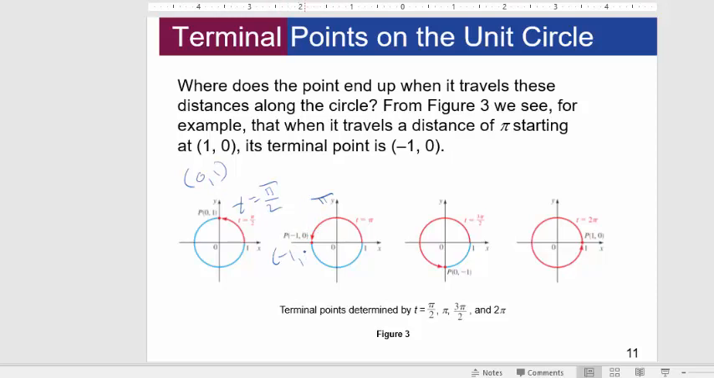Pi corresponds to negative 1, 0. Here you've gone 3/4 around the circle, which is going to be 3 pi over 2. So when t is 3 pi over 2, you've arrived at the point 0, negative 1. And then, of course, if you go all the way around the circle where t is 2 pi, you get back to the point 1, 0. And this, again, ties into the whole idea of coterminal angles, right? 0 and 2 pi are coterminal because they give you the same terminal point. So those are the quadrantal angles and the points that correspond to them.